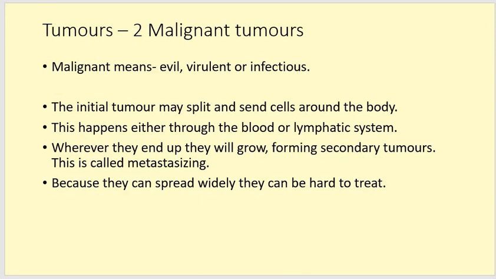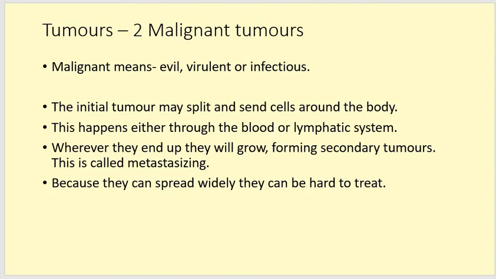The other type of tumours are malignant tumours. Malignant, according to the dictionary, is evil, virulent or infectious. All great words, fantastic synonyms. English department would love you using any of those. And this initial tumour that starts off in one place can split, and parts of it then can travel around the body either through the blood or the lymphatic drainage system.